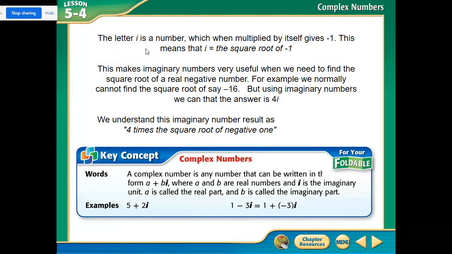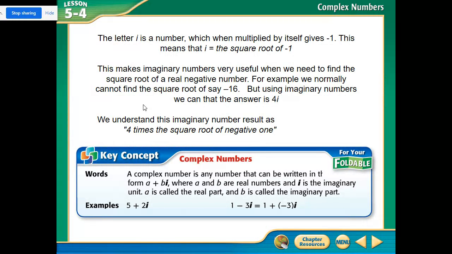So the letter i is a number which, when multiplied by itself, will give us the value of -1. This means that i equals the square root of -1. This is actually very important for us in terms of the math that we are trying to do. It becomes very useful in finding the square root of real negative numbers.